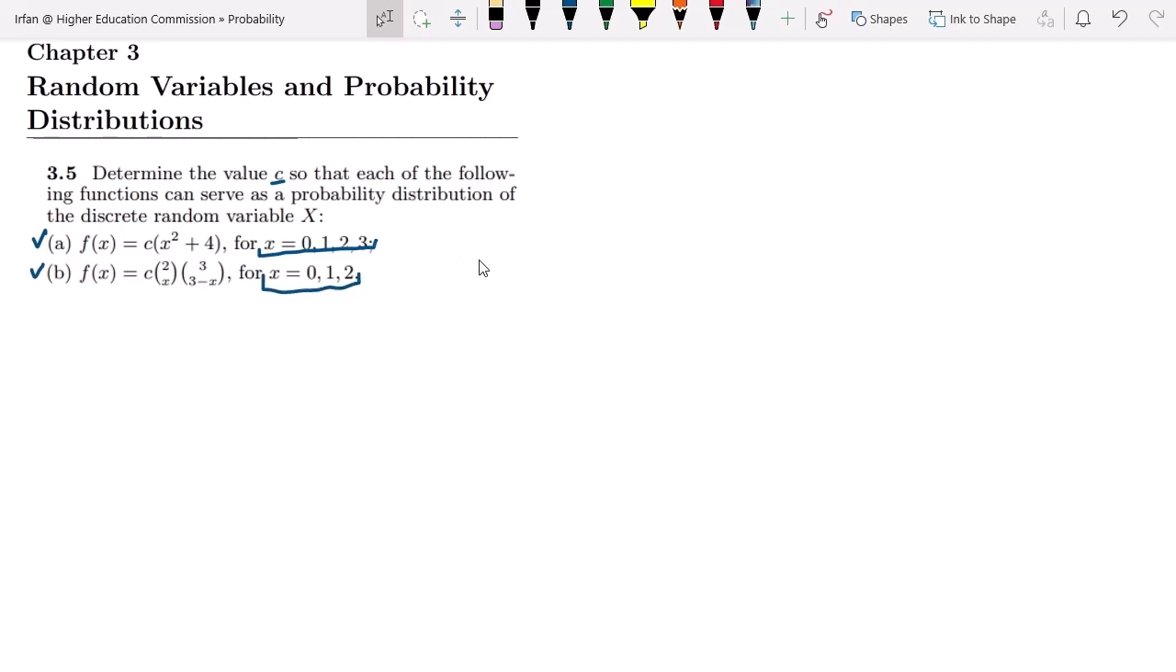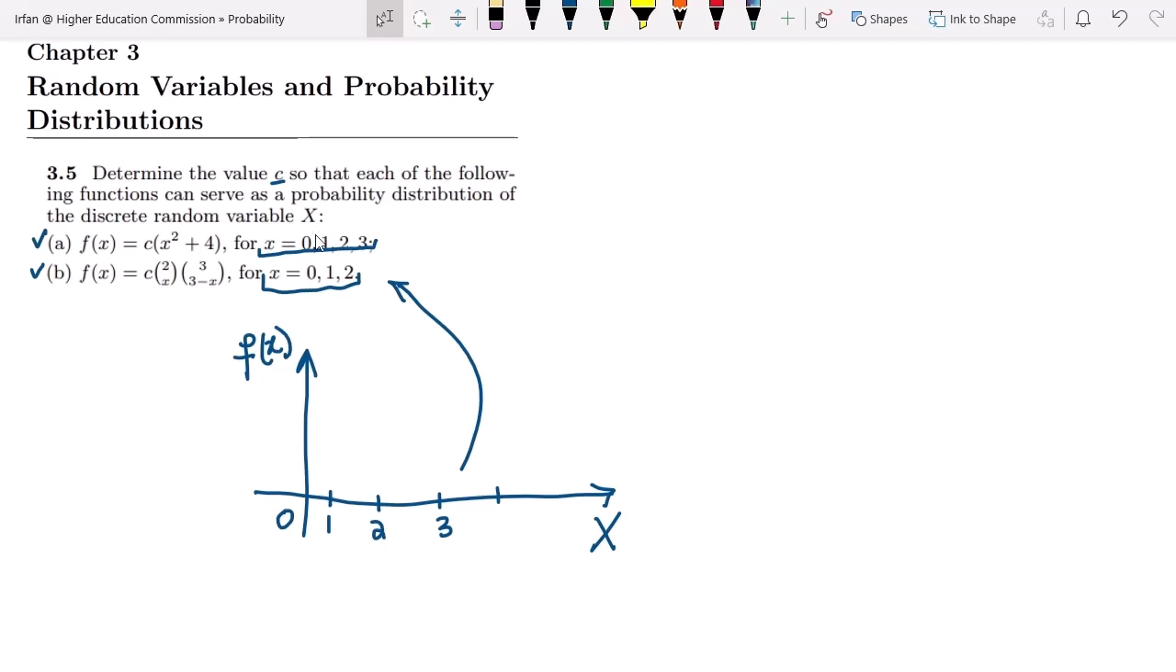If you have a function here, let me write f of x. This is the probability distribution function, and here we will have all the values of x, which will be 0, 1, 2, 3. This corresponds with part A of this question.